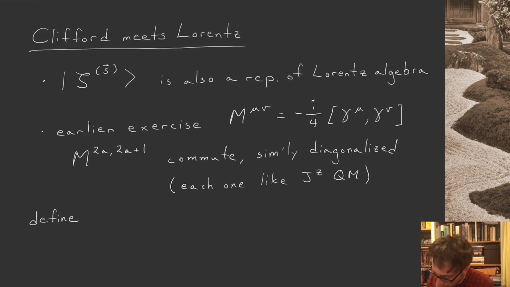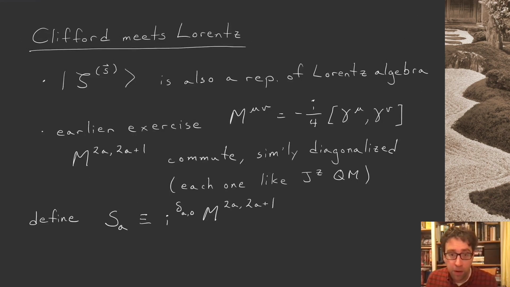Let's define S_a, the spin operator, if you will, to be a factor of i, to keep all these numbers real. This is only going to show up in the time direction. So that's a Kronecker delta that only shows up for the time-like direction. Having a time-like direction is always a bit of a pain here. We always need to do a little bit of adjustment to get the time to work with the other spatial coordinates. And then we have M 2a, 2a plus 1 for this generator. And I claim that the eigenvalues of this operator are going to be plus or minus a half for each of these rotations in each of these planes. And how do we see that?